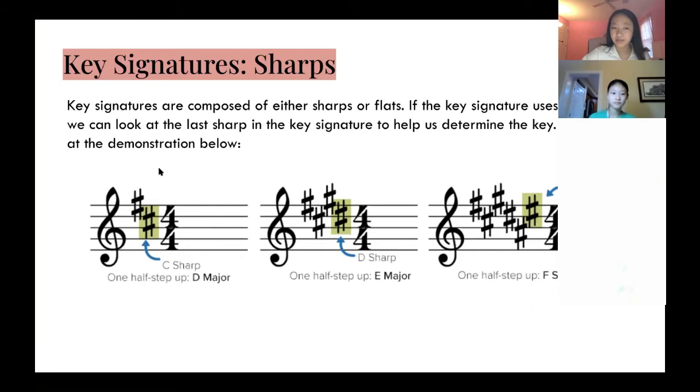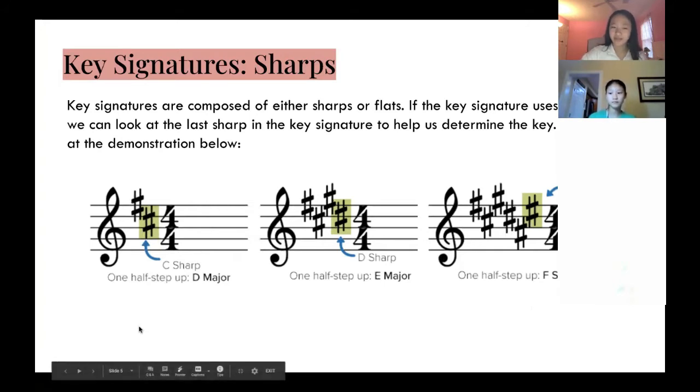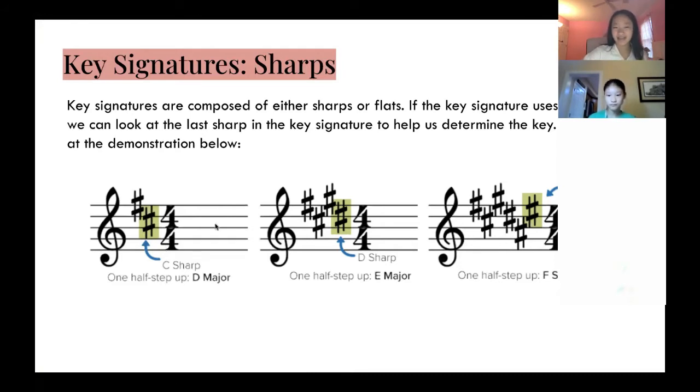The first step is to look at the very last sharp. In this case, the last sharp is a C sharp. Then you take the note C sharp and raise that note by a half step. I'm sure you know what a half step is. When you raise C sharp up by a half step, you get the note D. That tells you that this is D major. Let's try it with this one now. The last sharp is D sharp, which means one half step up would be E major. Now let's look at the last one.